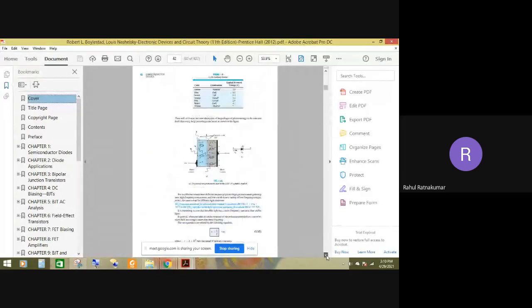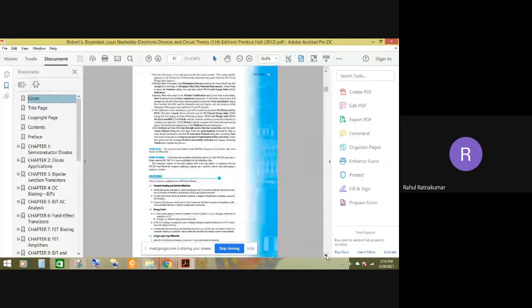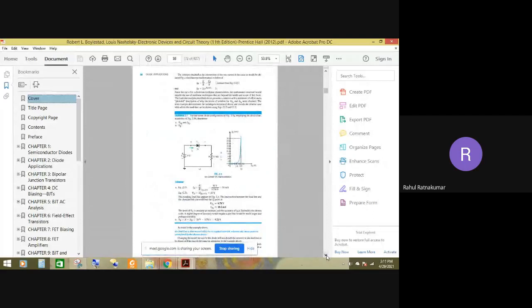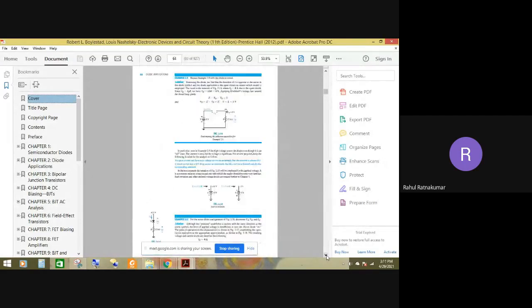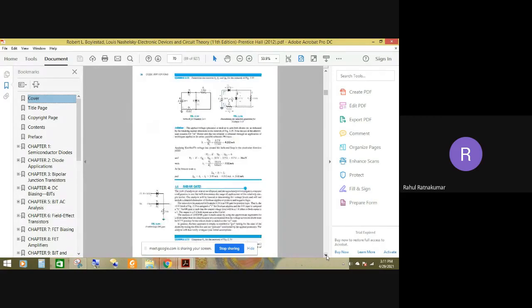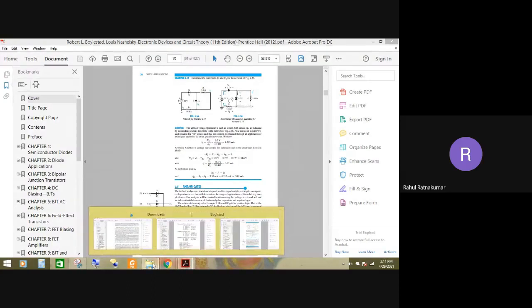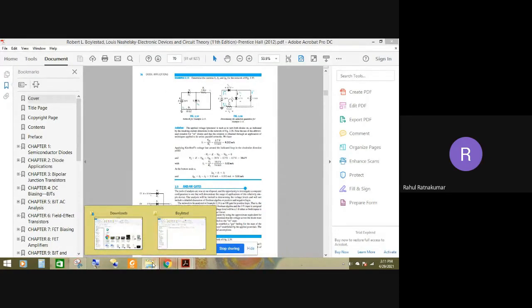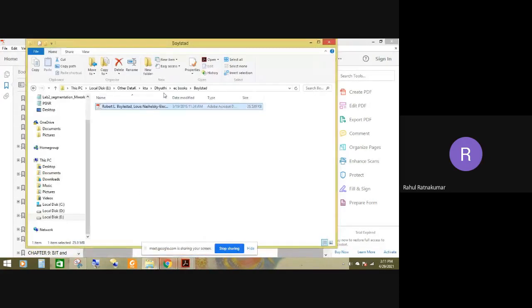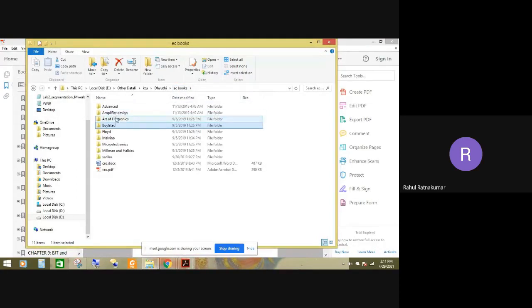So these are the two books I recommend for our course. This course will require these two books, and for some other part of the syllabus, the last two modules or so, we may need some other books also. And one more book I have right now shared with you, called Art of Electronics.